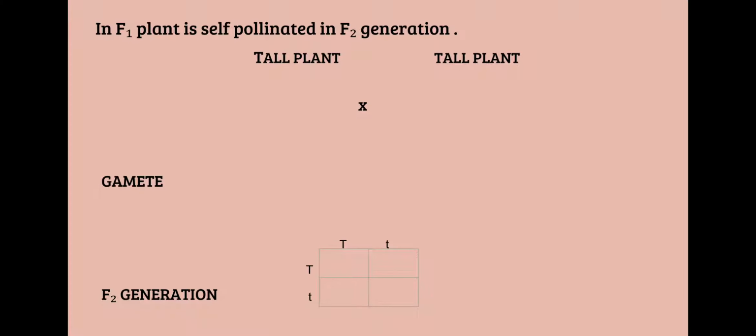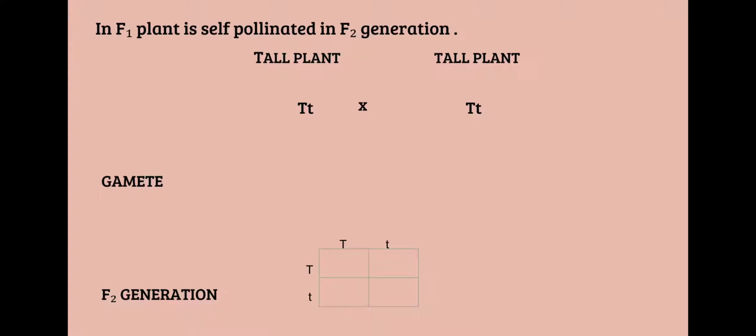As in Mendel's experiment, the F1 progeny was self-pollinated to receive the F2 generation. So here we have two parents, both are tall physically, but their genetic makeup or genotype contains an allele from the short parent as well. So the tall plant has the genetic makeup of capital T small t, and another tall plant, because it is being selfed or self-pollinated, has the same genotype.